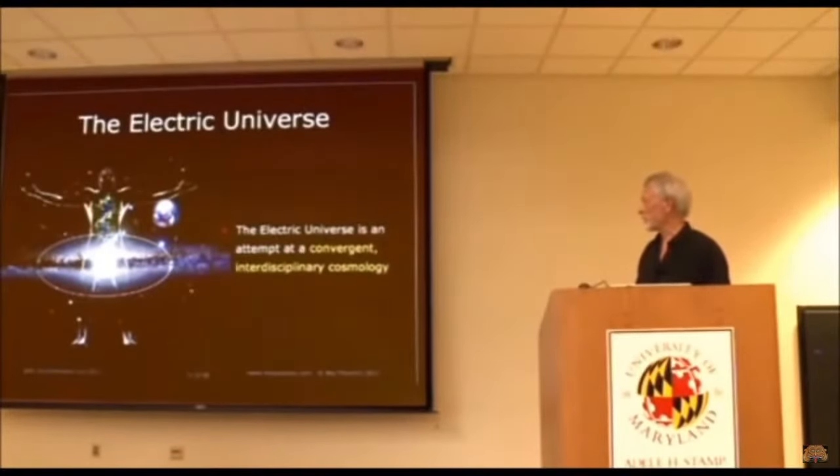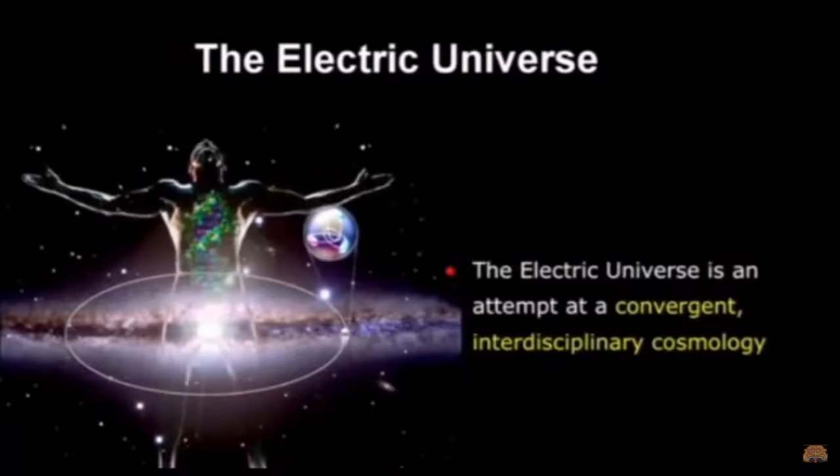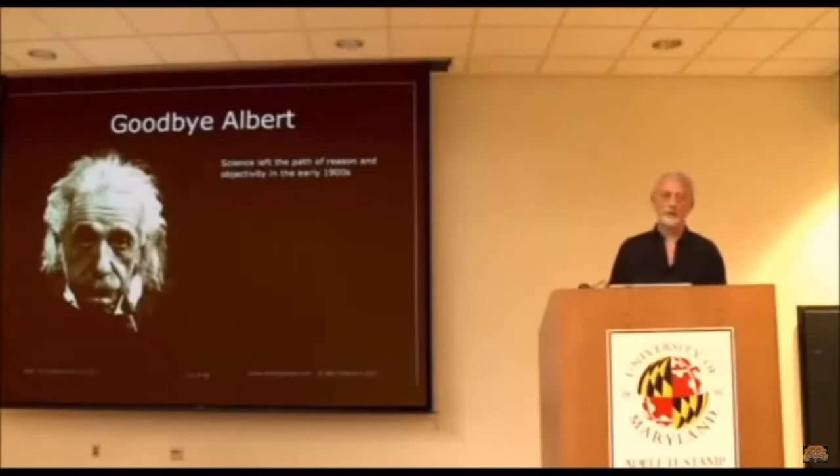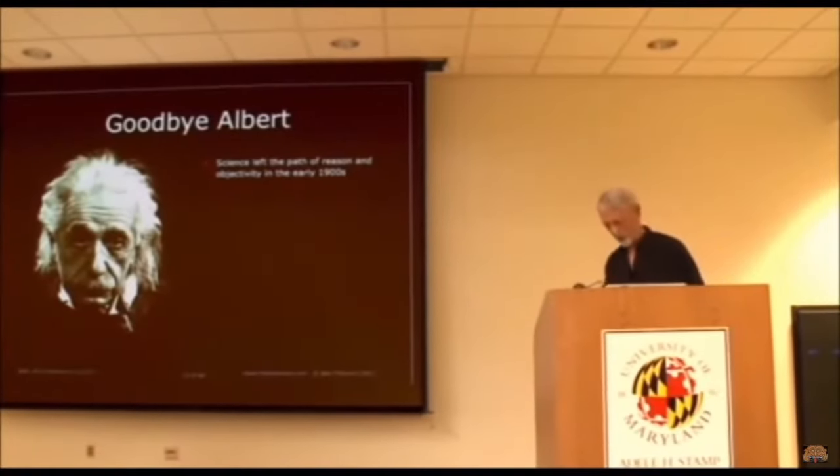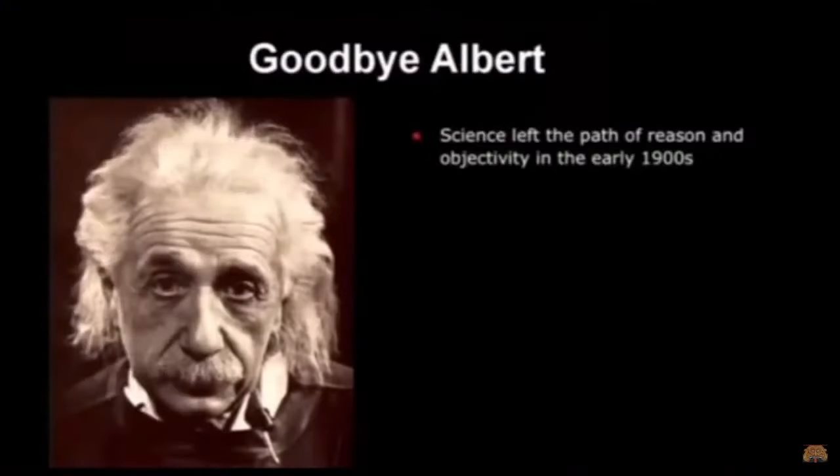The electric universe, I believe, is an attempt at a convergent interdisciplinary cosmology. And the first thing to do is to get rid of some of the perpetrators of the demise of physics. In my view, science left the path of reason and objectivity in the early 1900s, and I'm sure I won't get much argument from the audience, having sat through very many very interesting talks at this conference.